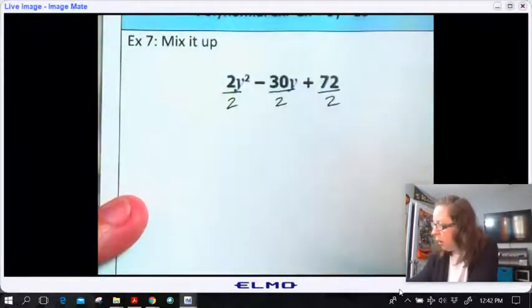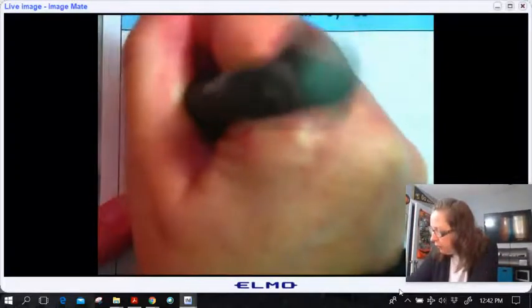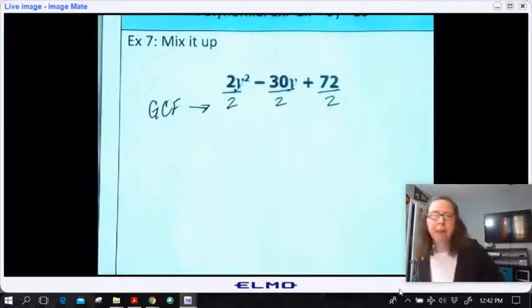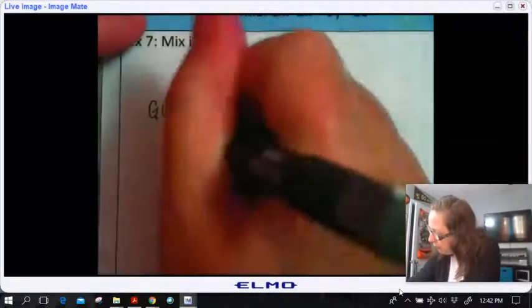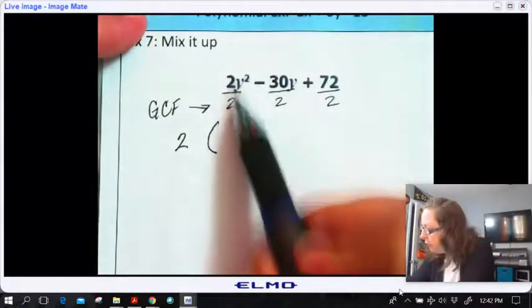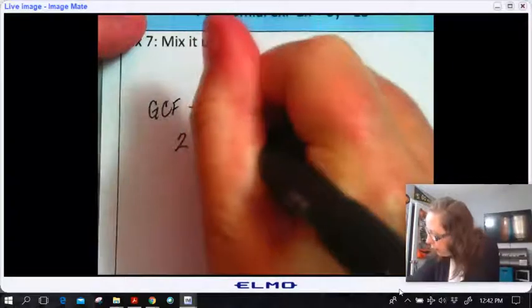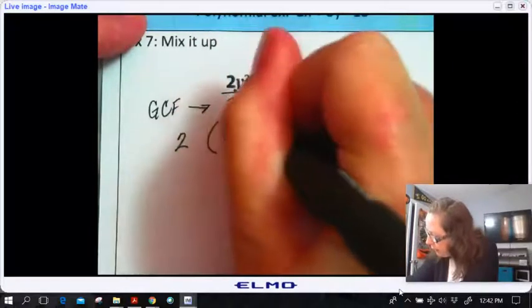I can divide them all by 2. So 2 is going to be my GCF. Okay, so let's take this out and see what my leftovers will be. 2 divided by 2 is 1, so that's y squared. Negative 30 divided by 2 is negative 15.